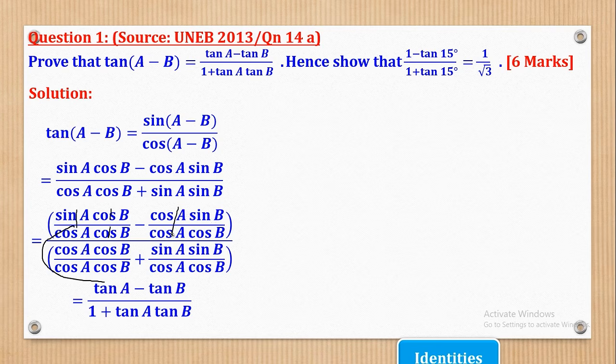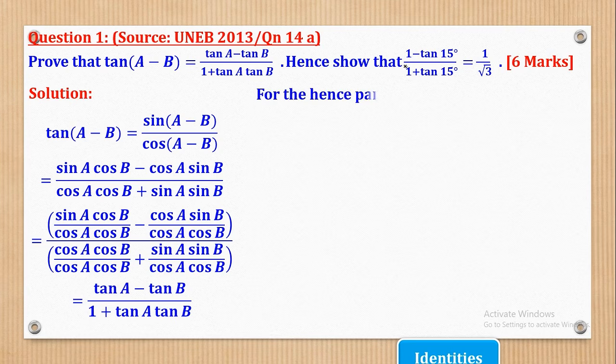Then here this cancels and this gives me tan B. Here this cancels and this cancels, that's why we have 1 here, and here this cancels and we remain with tan A. Sorry, it doesn't cancel. This and this gives me tan A, and this gives me tan B.